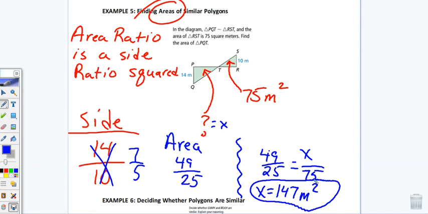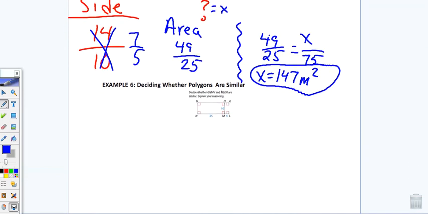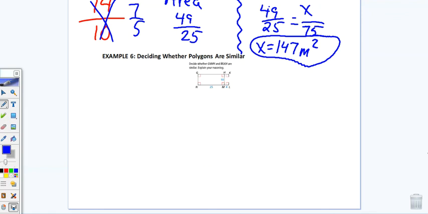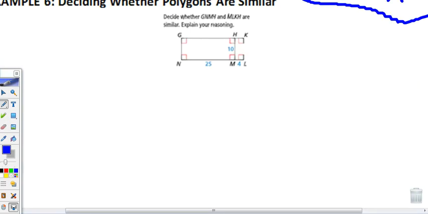Last example here. Decide whether polygons are similar. I gotta blow this up. I can hardly see this. Okay, you guys can read that on your paper, right? Yes, sir. Okay, here's the deal, kids. This is what I'm gonna set up. It says decide whether these are similar.